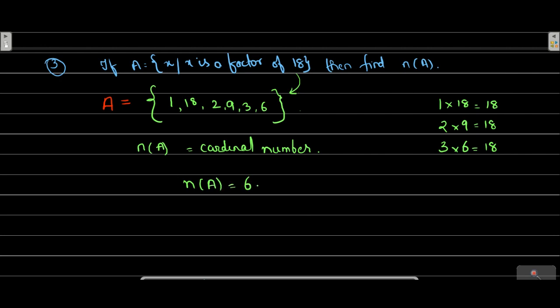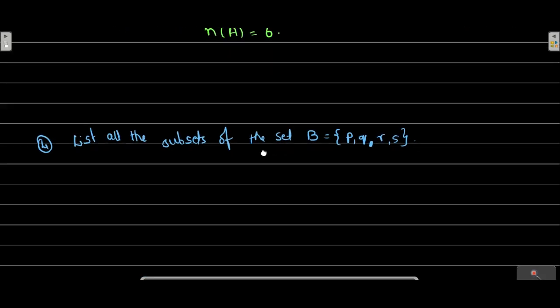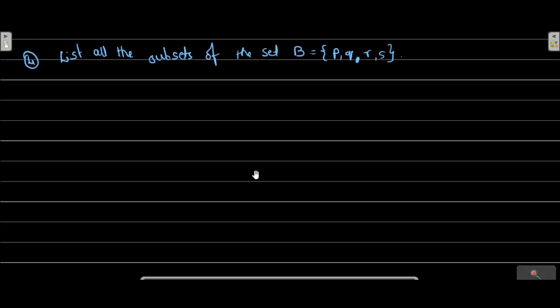Okay. So coming to the next question, this is also one of the important questions. List all the subsets of the set B. Here the set has 4 elements: P, Q, R and S. In order to know how many subsets we get, we have a formula: the number of subsets is 2 to the power of n, where n is the cardinal number.